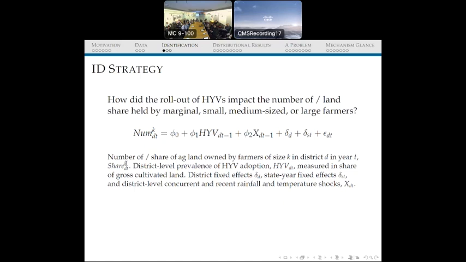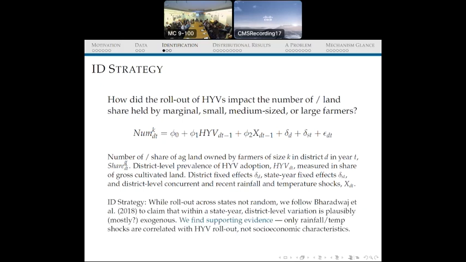And so what I'm first going to do is look at how the district-level high-yielding variety share from the BDSA, right? So the percentage of agricultural land that is covered in high-yielding varieties in, say, 1966 or 1972, is influencing the number of farmers who are marginal, or the land share of farmers who are marginal, in the year afterwards. So with a one-year lag, with these district and state-time fixed effects.